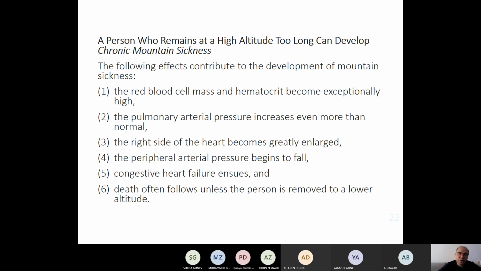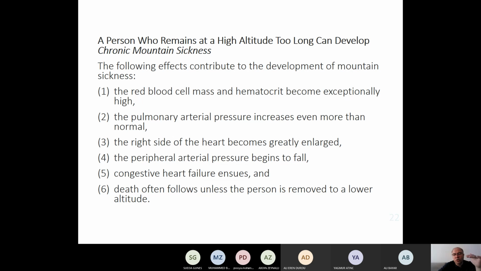And then if the person stays at high altitude for a long time, what will happen in the body? Red blood cell mass and hematocrit become exceptionally high. The pulmonary arterial pressure increases even more than normal. The right side of the heart becomes greatly enlarged, and the peripheral arterial pressure begins to fall. Congestive heart failure will follow, and then death often follows unless the person is removed to a lower altitude.